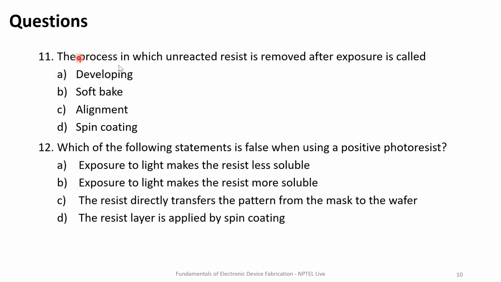So developing means unreacted resist will be removed. Soft bake means excess solvent will be removed. Alignment means the pattern will be aligned with respect to the substrate. Spin coating means the process of application of photoresist onto the substrate. So the answer will be developing.